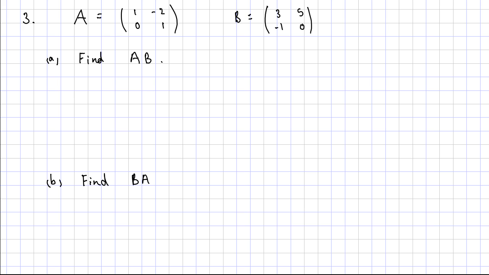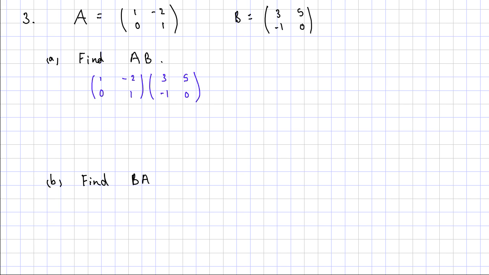So we have the matrix A here and we have the matrix B here, so both of them are 2 by 2 matrices and we need to find AB. Now the order is important here, so my A needs to be on the left and the B needs to be on the right. So I'm going to start by writing that. So I'm going to have 1 0 minus 2 1, and B is 3 minus 1 5 and 0.